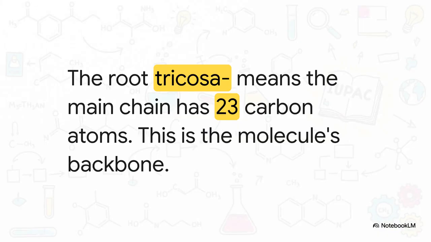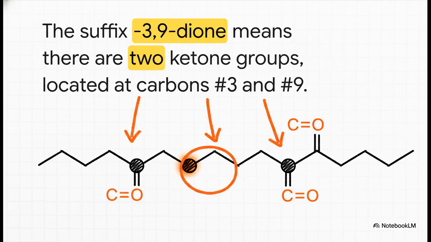Okay, let's start decoding our monster name. See that part right near the end? Tricosa? That one little word is the root of the whole thing. In the language of IUPAC, tricosa means 23. So just like that, we know this molecule has a backbone that's 23 carbons long. Boom, we've got the skeleton. Now let's look at the very end of the name.